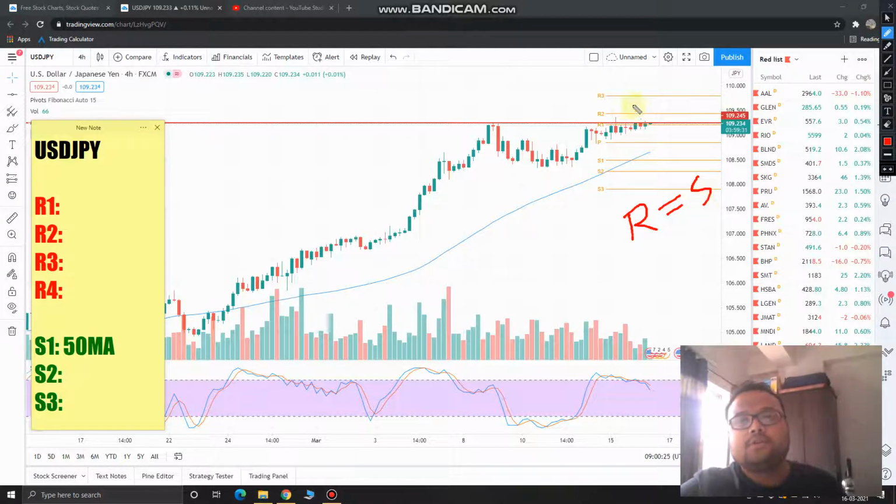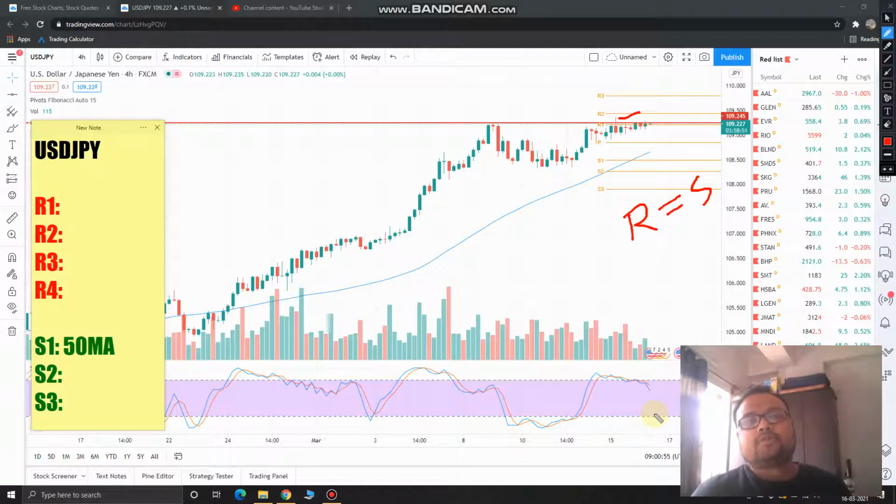So if market crosses this line comfortably and trades above this line comfortably for a couple of hours, then the resistance will be the support, and at that point of time you can go ahead and click on the buy button. But as of now, if it is not giving us any sort of breakout, then just wait for the market to come down to the oversold level, take support at the 50 MA, and then buy.